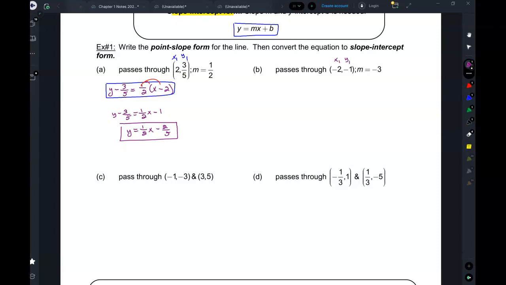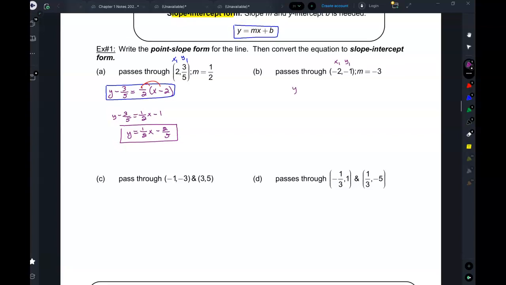Okay. And then that's the slope. So y plus 1 equals negative 3, x plus 2. That's it. That's point slope. Distribute. Negative 3x minus 6. Y is equal to negative 3x minus 7.